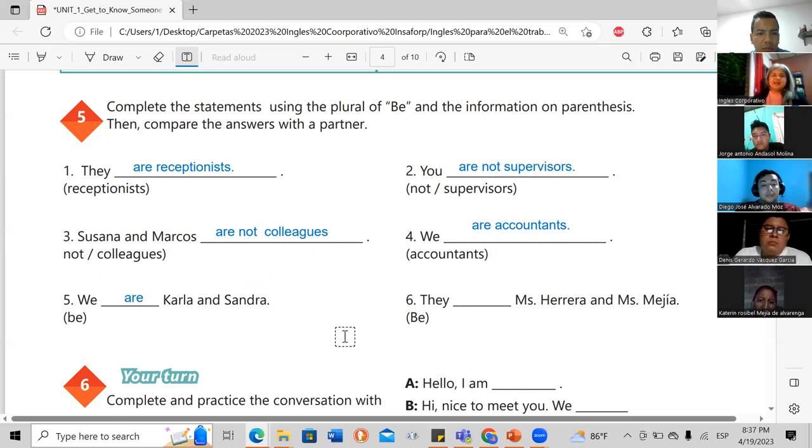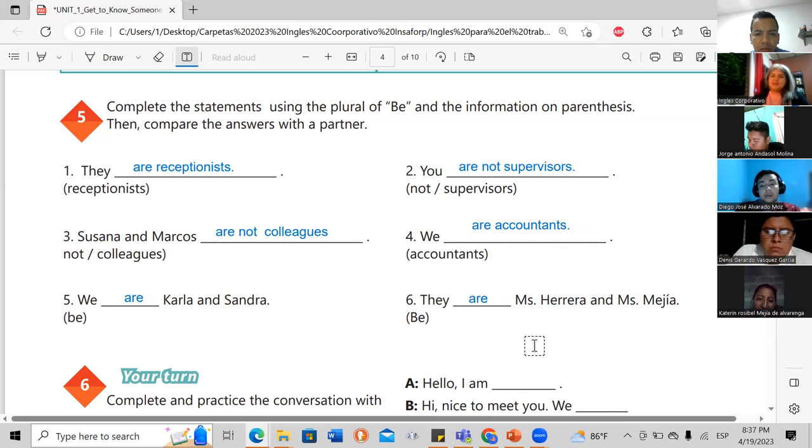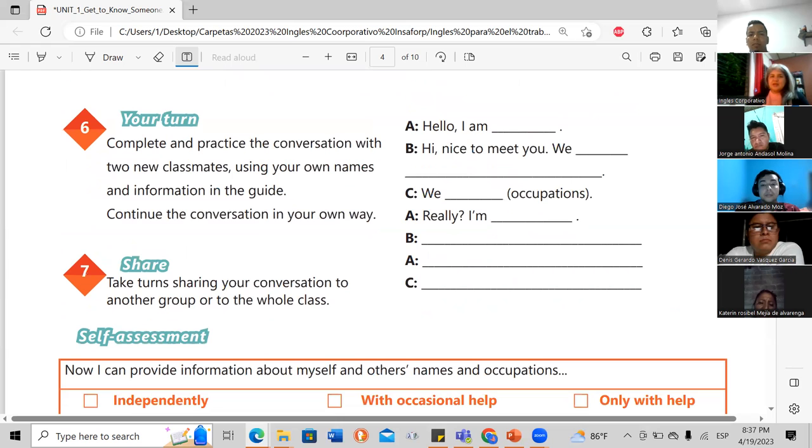Number five. We are Carla and Sandra. They are Mr. Herrera and Mrs. Mejia. Okay, very good. They are Mr. Herrera and Mrs. Herrera and Mrs. Mejia. Okay, good. We're going to complete this conversation.